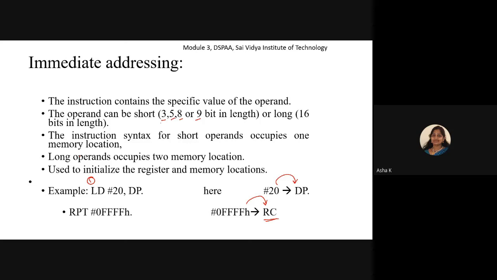For what purpose do we use this addressing mode? We use this addressing mode to initialize the register and memory location. So to initialize the register and memory location, we use this immediate addressing mode.